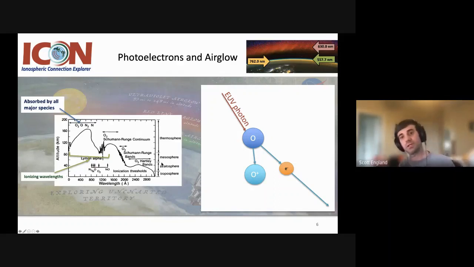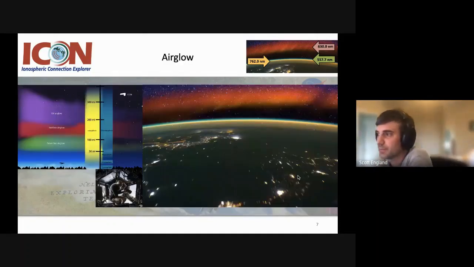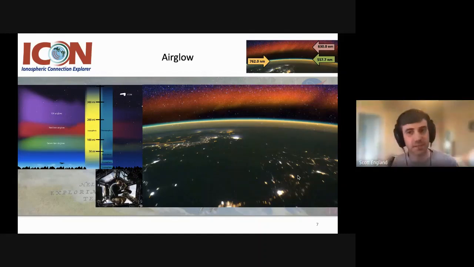Maybe what we'll get is an O+ that's not in its ground state. Maybe that'll be an excited state ion. Or, what often happens is this electron carries away a bunch of kinetic energy and goes speeding off. And then that electron has some energy and can go collide with other things, other atoms and molecules around it, and excite those. And so the reason that's important for what we're going to look at is it's one of the ways we lead to this process called airglow.